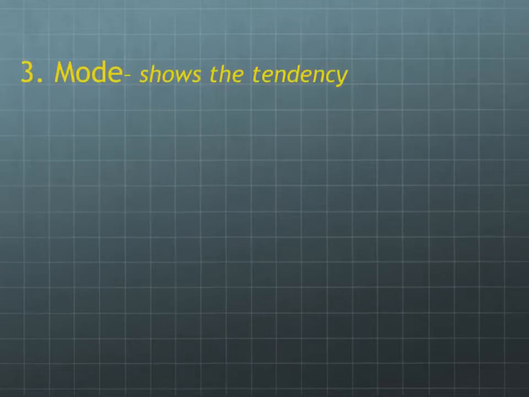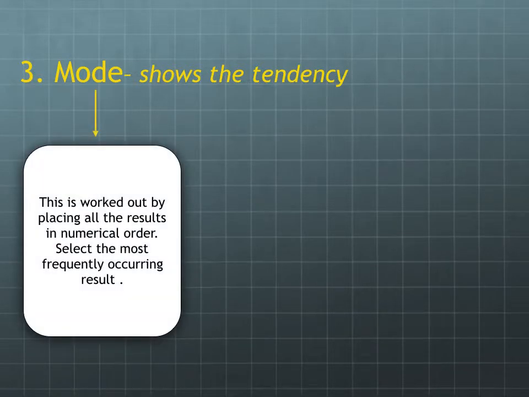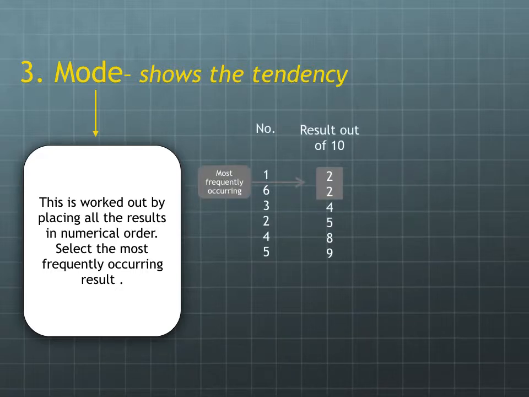The third type of analysis is what we call the mode, and this shows tendency. So this is worked out by placing all the results in numerical order and selecting the most frequently occurring result. So again, we've got the same breakdown. Remember in the last one, the median, we also put them in order of results. But here what we look at is which result occurs the most frequently. So in this case, there are 2 learners that got 2, and every other result was only 1 learner. So therefore the mode in this case is 2.